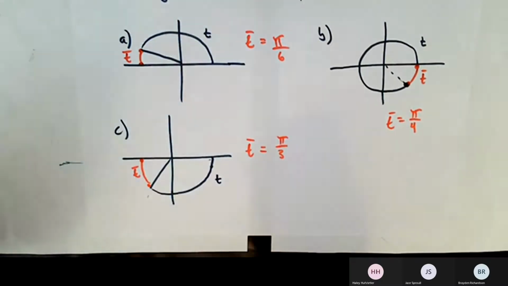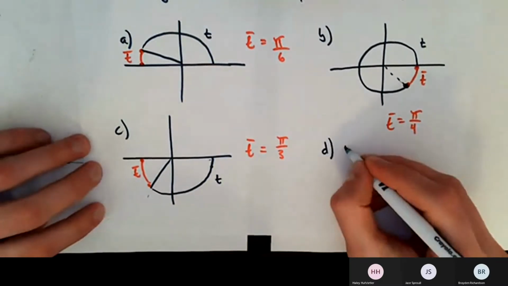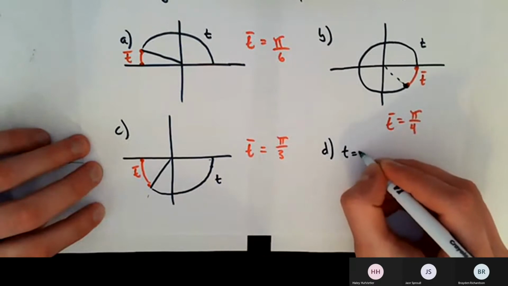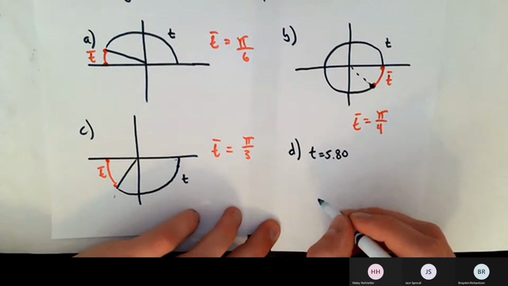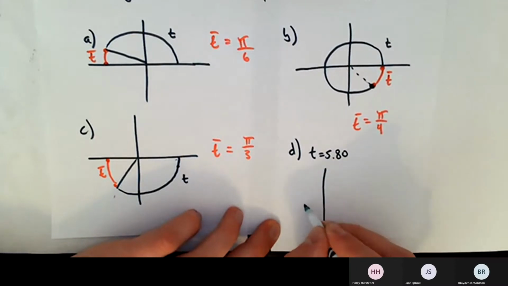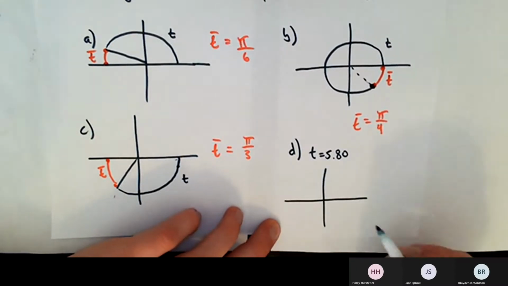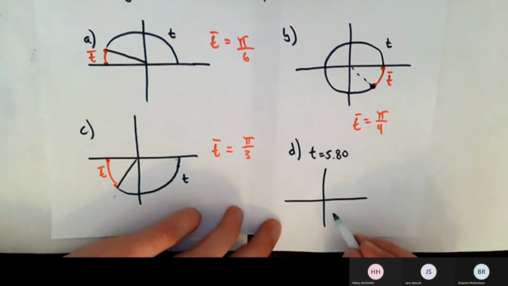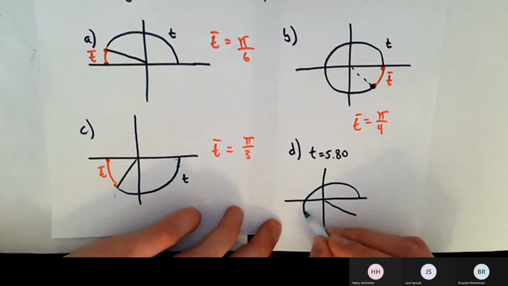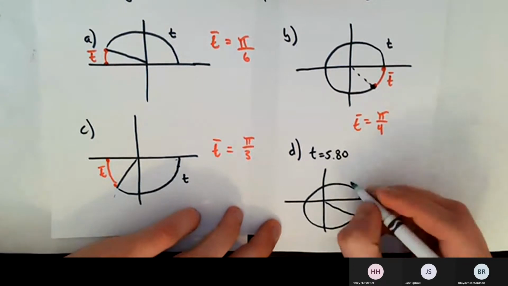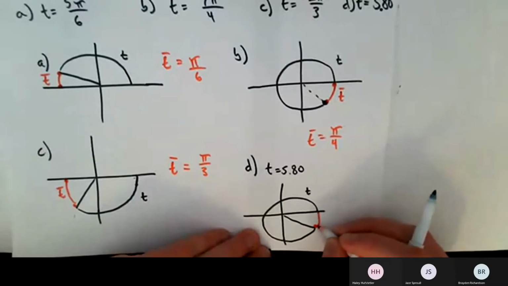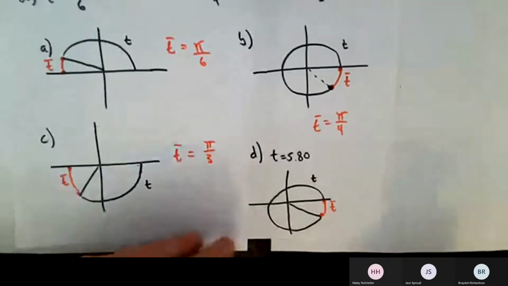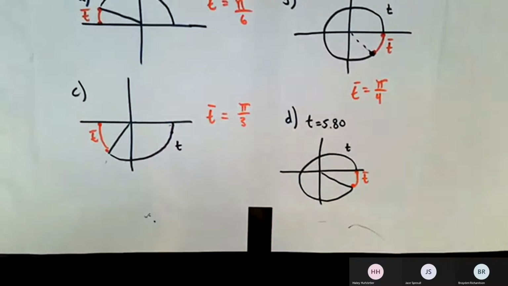And now this weird one, this is measured in radians for T equals 5.80. Since I know that 2 pi radians is about 6.28, just from knowing that pi is 3.14, I know 5.8 should be somewhere over here. So it's going around and going like that. That's T. So T bar I know should look like this, but how do I actually calculate that T bar there?